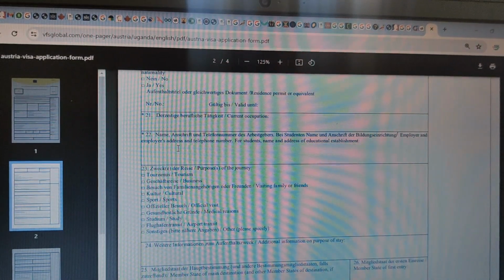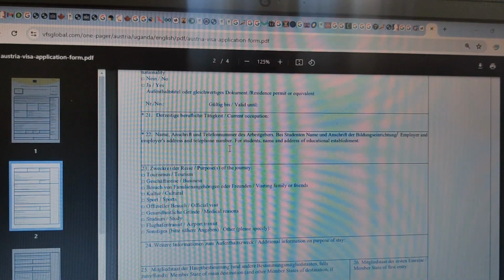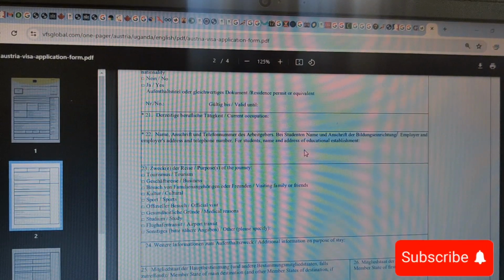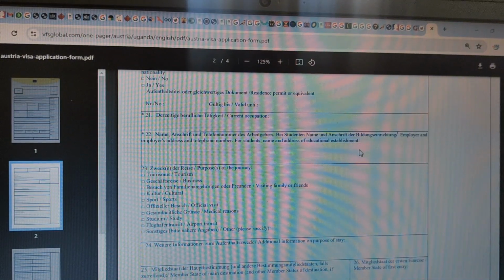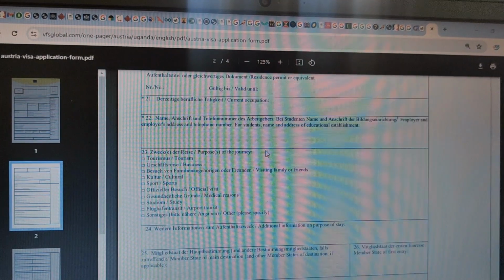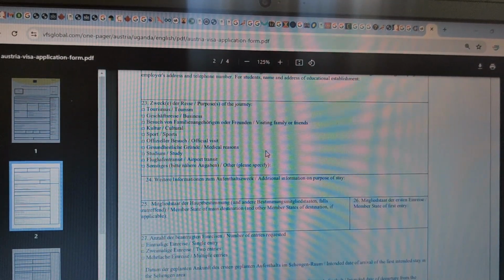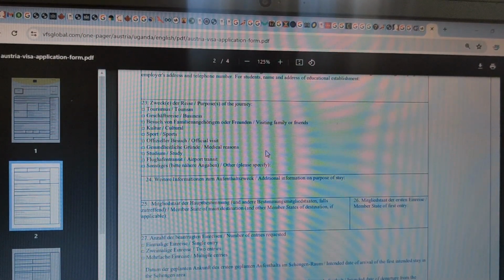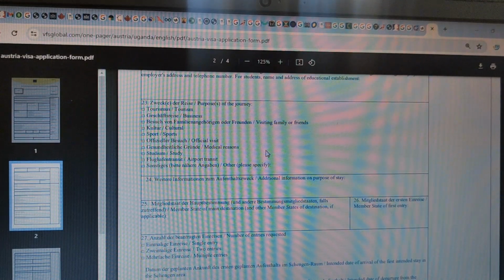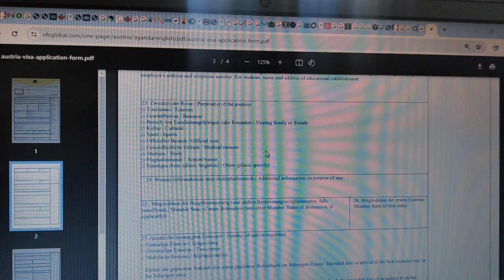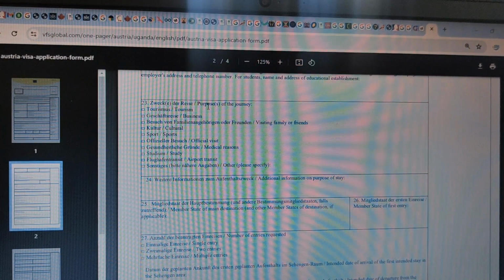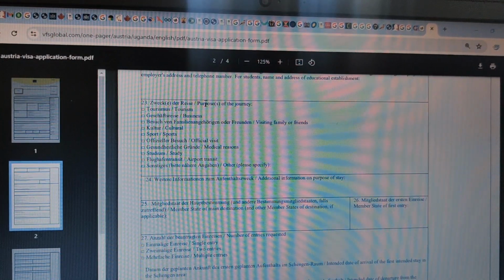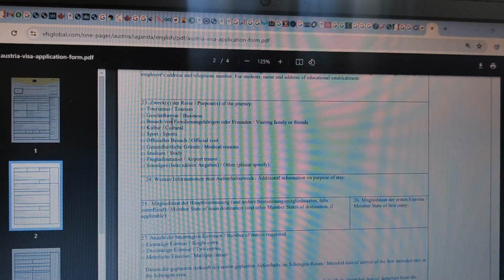Employer and employer's address and telephone number; for students, name and address of educational establishment. If it is a university, you fill in the name of your university, address and telephone number. If you are employed, you enter your employer's address, name of the company, telephone number.